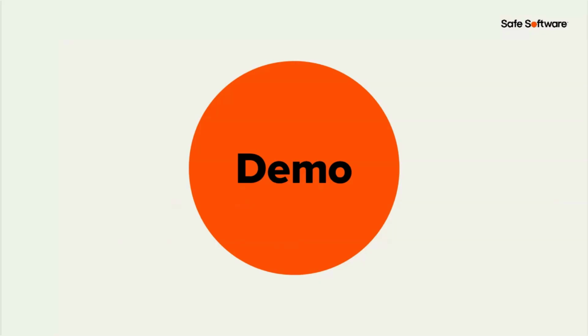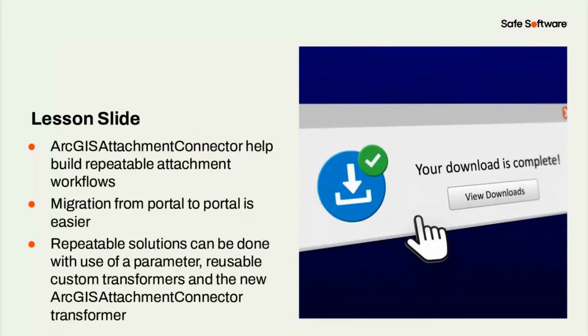Just want to highlight the lessons learned. We see that ArcGIS attachment connector helps build repeatable attachment workflows. Migration from portal to portal is easier, and repeatable solutions can be done with the use of a transformer, whether you're using the ArcGIS attachment connector, online connector, or HTTP callers. And reusable custom transformers make it easier.